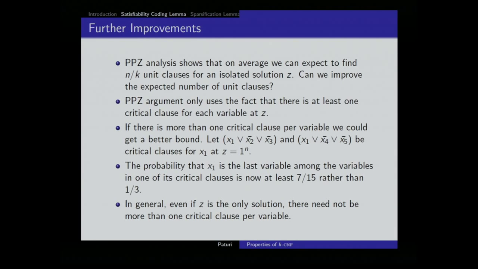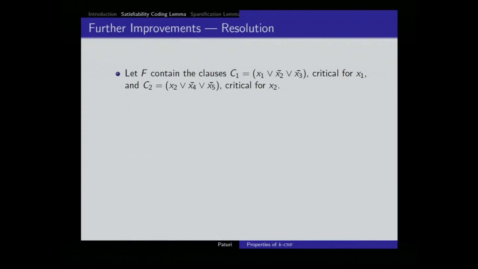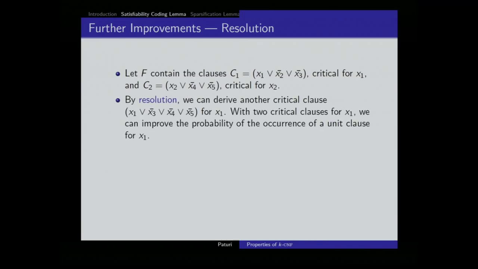But of course, in general, we cannot expect more than 1 critical clause. There's no guarantee that the formulas have more than 1 critical clause. And it turns out, even then, we can manufacture critical clauses by using resolution. Okay. Let's look at the lucky situation: we have a critical clause for x1, and we have a critical clause for x2. We can resolve between the two to produce another clause, which is critical for x1. So we can manufacture an additional critical clause for x1 by using resolution.